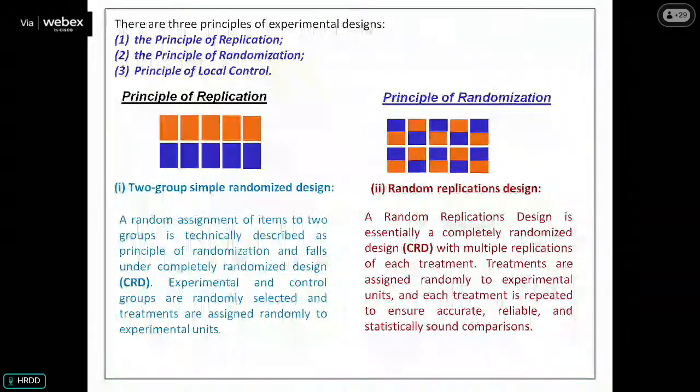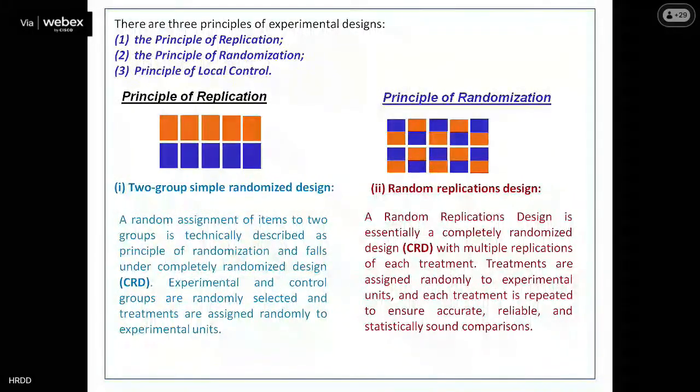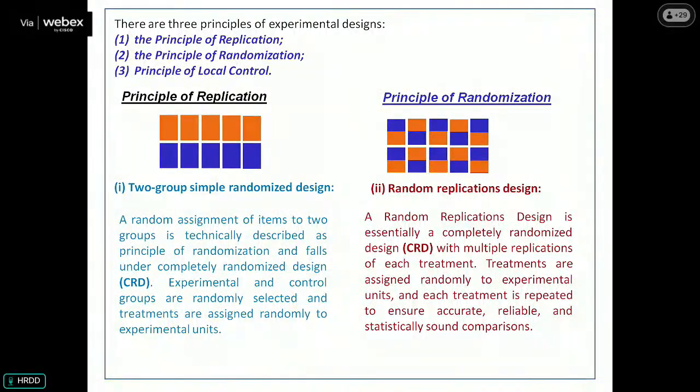So in selection, we do not keep any bias. We do a random selection of the plots and also a random application of the fertilizer to the plot. Okay, the control units and the treatment units are randomly selected.